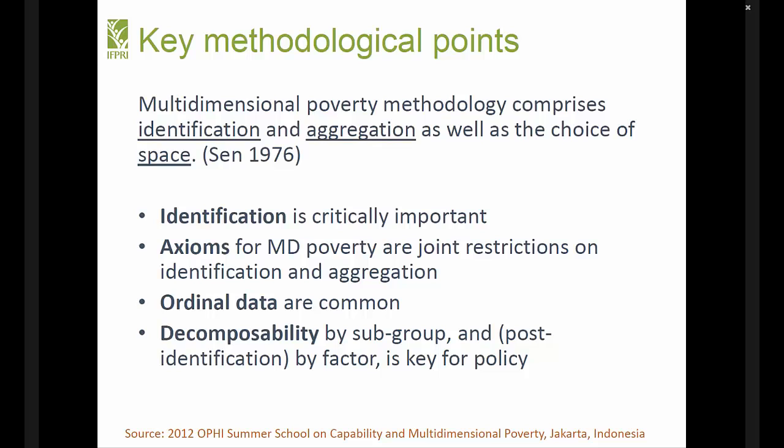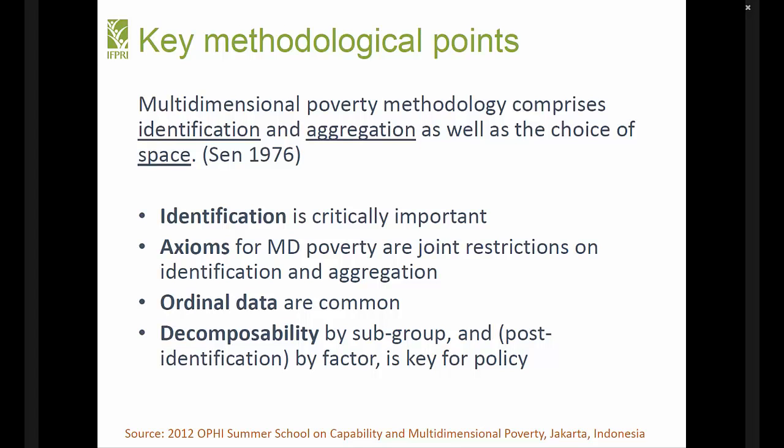Okay, so key methodological points. If you can pin down identification and aggregation and choice of space, which is which dimensions matter, then that's sort of the entire index. That's kind of all you need to do in the index. Axioms, don't worry about that.